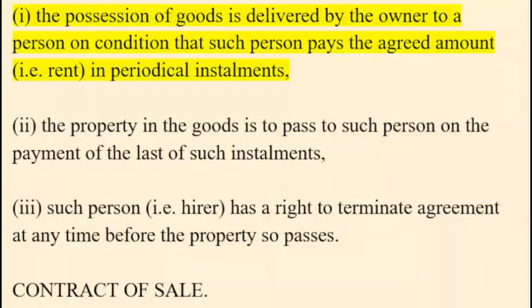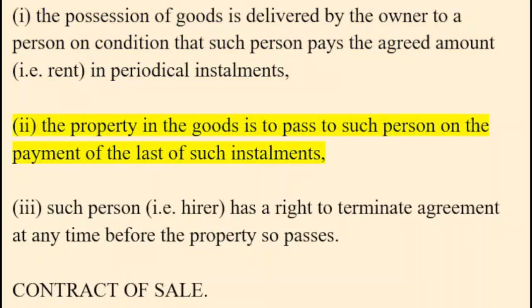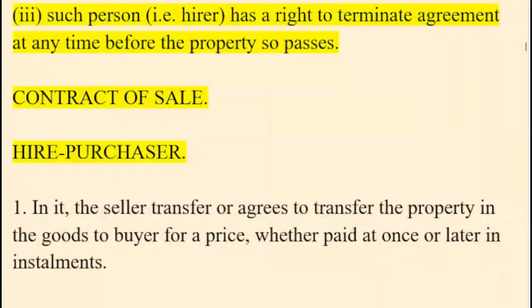option to purchase them in accordance with the terms of agreement, and includes an agreement under which: i. The possession of goods is delivered by the owner to a person on condition that such person pays the agreed amount, i.e. rent, in periodical installments; ii. The property in the goods is to pass to such person on the payment of the last of such installments; iii. Such person, i.e. hirer, has a right to terminate the agreement at any time before the property so passes.